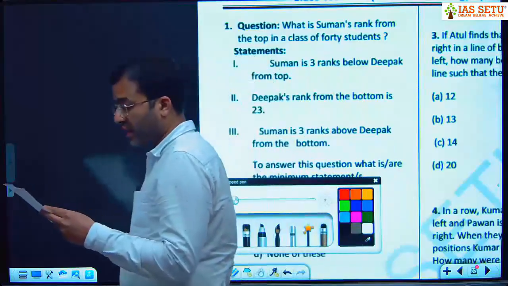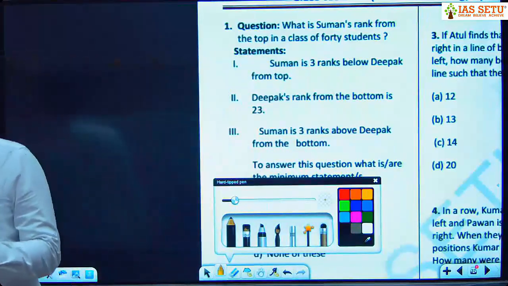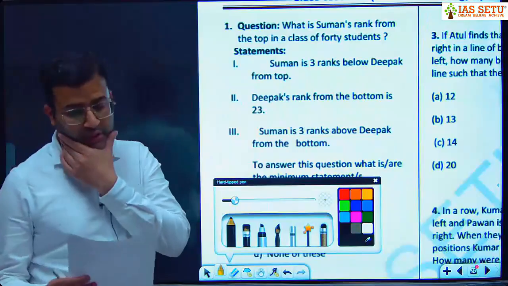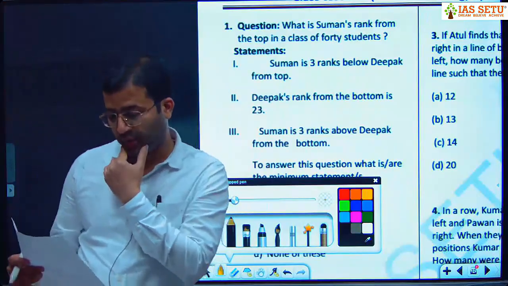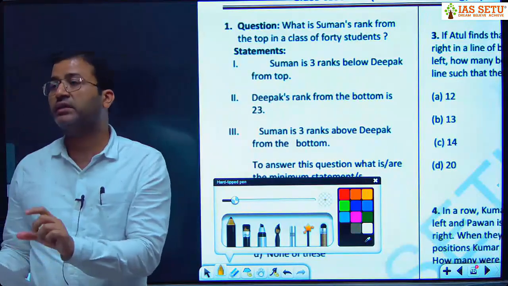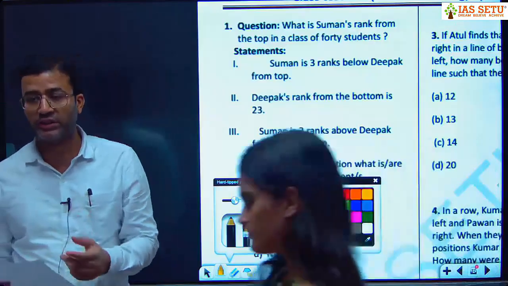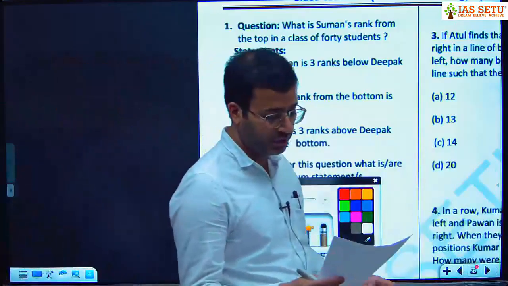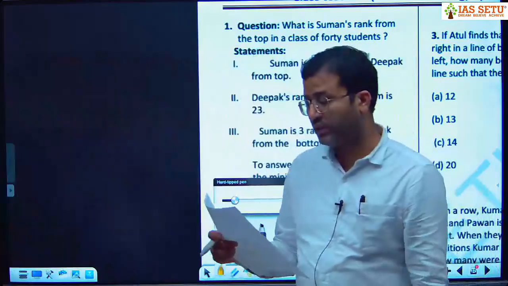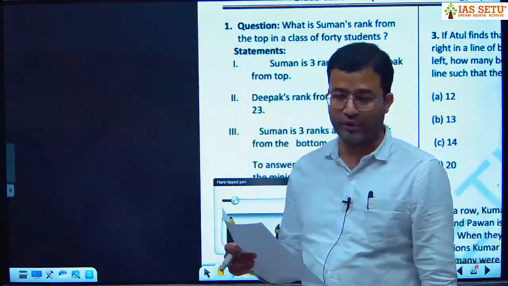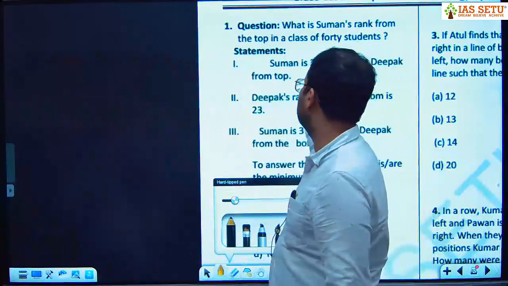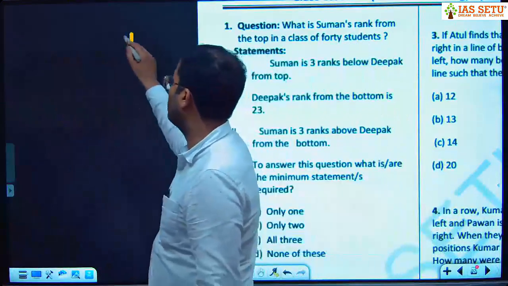What is Suman's rank from the top in a class of 40 students? This is a question like the latest GS pattern question. Only one statement required, 2 statements required, 3 required, none of these. Statement number 1: Suman is 3 ranks below Deepak from the top.